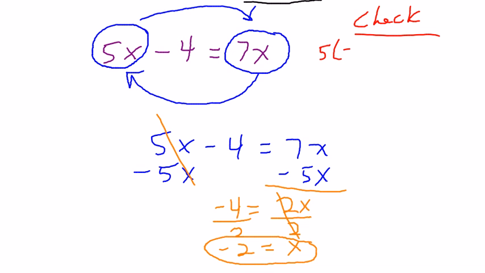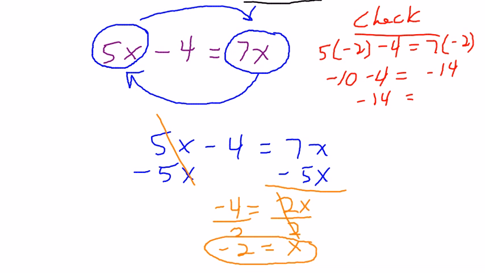5 times negative 2 minus 4 should equal 7x. Let's see if we're correct. Oops, it should equal 7 times negative 2, right? Because x is negative 2. 5 times negative 2 is negative 10, minus 4 equals 7 times negative 2 is negative 14. Negative 10 minus 4 is negative 14. And negative 14 equals negative 14. Our solution does indeed check out.